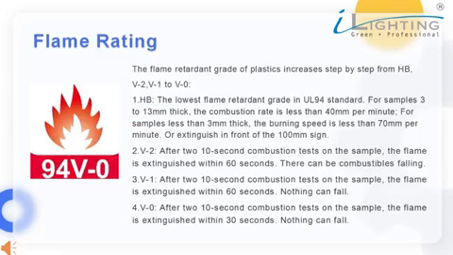Flame rating. The flame retardant grade of plastics increases step by step from HB, V2, V1 to V0. 1. HB, the lowest flame retardant grade in UL 94 standard. For samples 3 to 13 mm thick, the combustion rate is less than 40 mm per minute. For samples less than 3 mm thick, the burning speed is less than 70 mm per minute, or extinguish in front of the 100 mm sign.